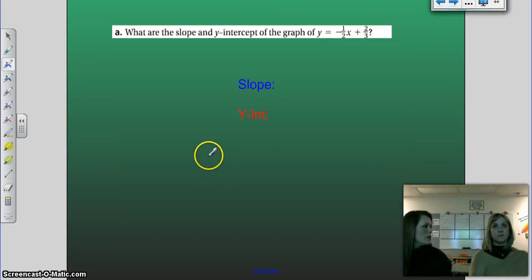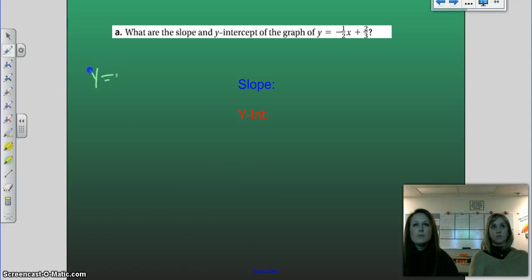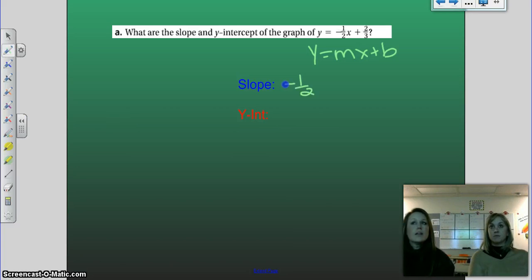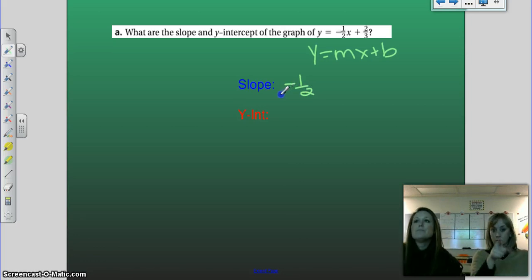What are the slope and y-intercept of the graph y equals -1/2 x plus 2/3? So I have y equals mx plus b. If you line that up directly underneath it or above it, my -1/2 is directly above the m, so my slope must be -1/2. Is it -1/2 or -1/2 x? It's just -1/2, just the number, because that x always stays there. Don't put the x in with it. It'll be wrong.